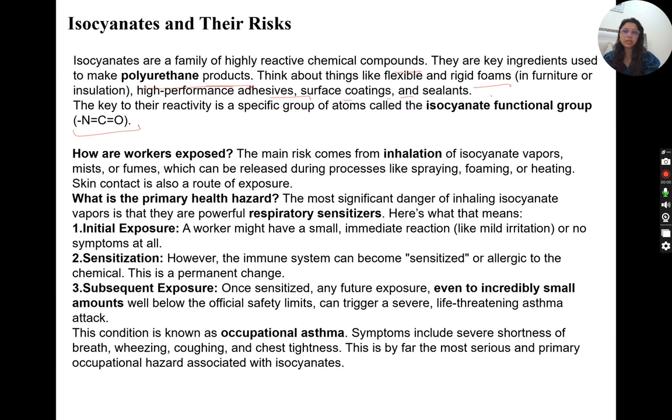If you look at the risk to workers, isocyanates are very risky, and the main risk comes from inhalation. Isocyanate vapors, mists, and fumes can be released during processes like spraying, foaming, and heating. Skin contact is also a route of exposure. And what is the primary health hazard? The primary health hazard is respiratory sensitization, because if you inhale such mist or vapors, it can cause problems related to the respiratory system.